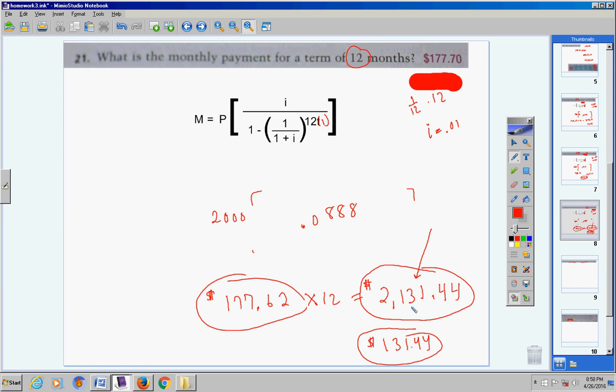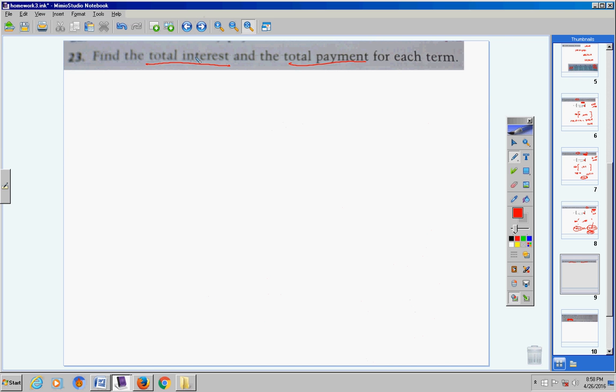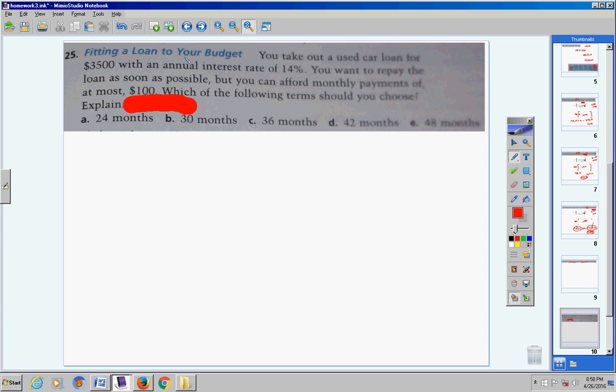All right, number 25. Now we're not going to work out 25, okay? I just want you to read it and think about this with me. You take out a loan on a used car for $3,500 with an interest rate of 14%. You want to repay it as soon as possible, but you can only afford monthly payments of at most $100. Which terms did you use?